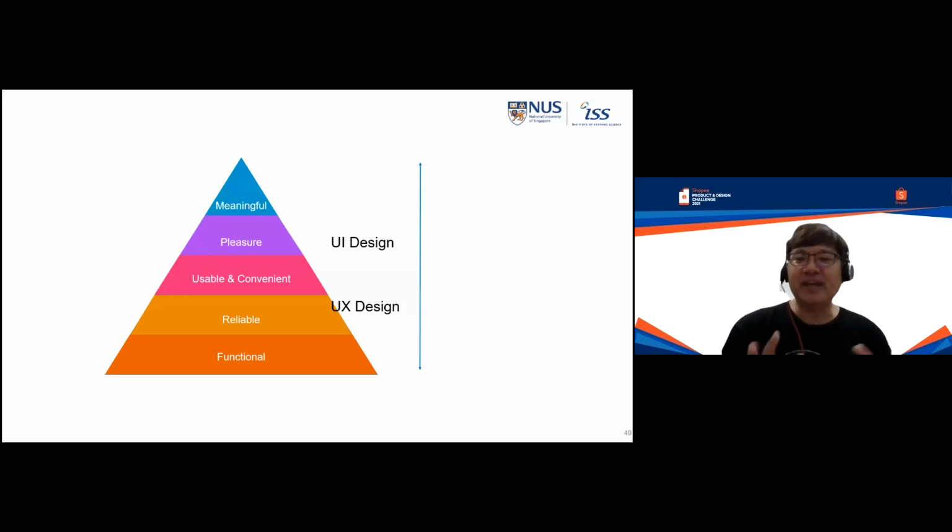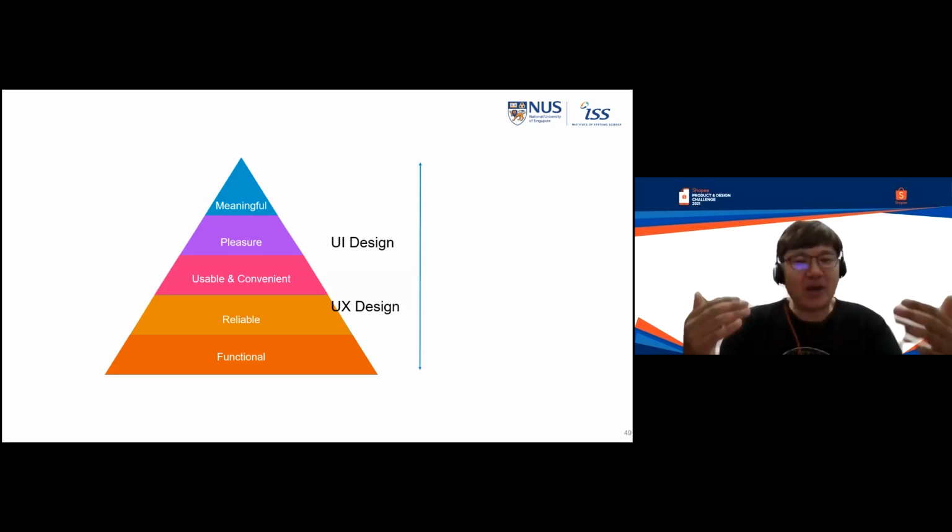So UX is more of a broader view. I try to put it here so you can understand. When we talk about UX, usually we focus on the three layers below in Maslow's hierarchy. That means we care about whether this product works, functional. First, does this product work, and then is it reliable? It means not only does it work but it's also reliable. It doesn't crash all the time. And then is it usable or convenient? That means ease of use, right? By comparison, it's easier to use.